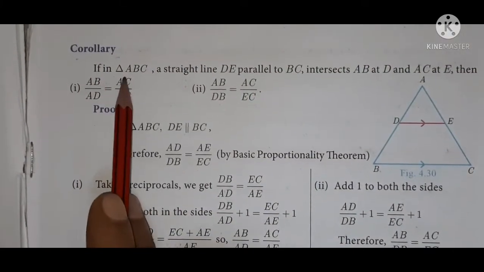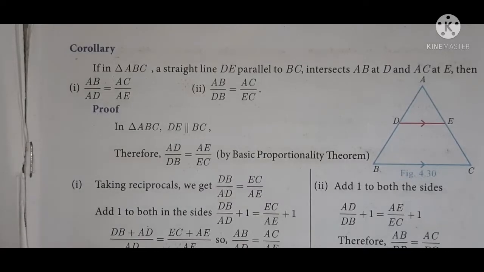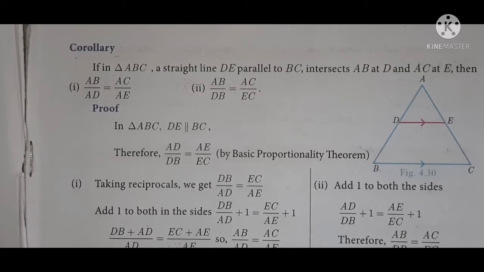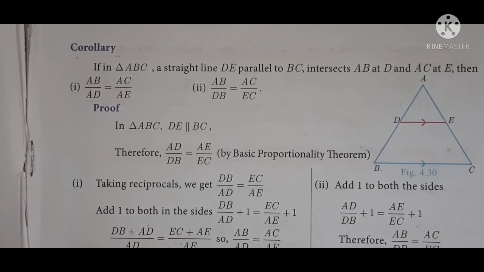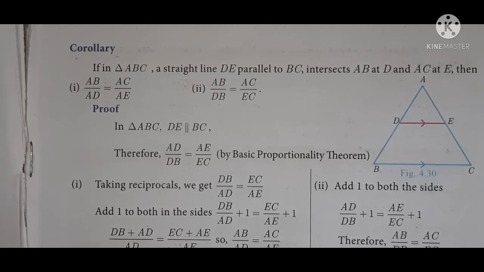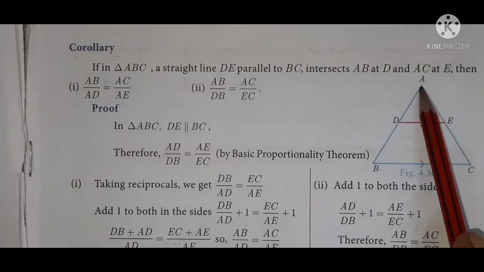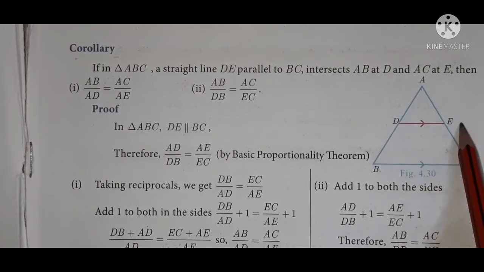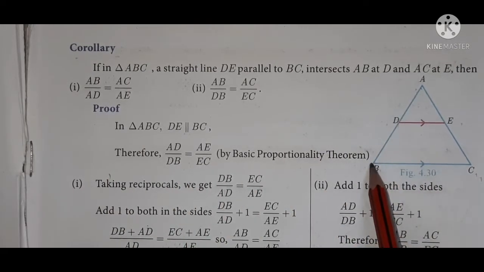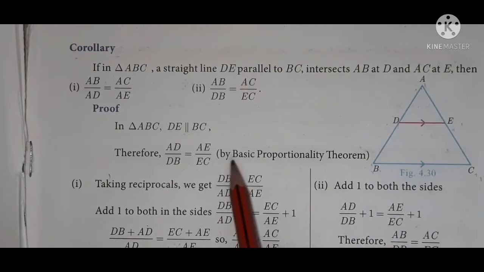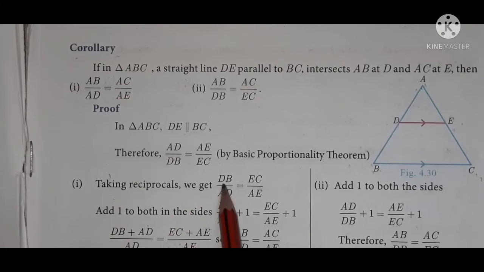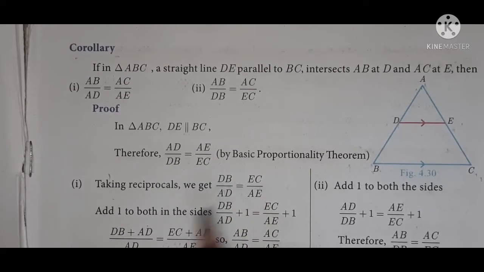Corollary. In triangle ABC, a straight line DE parallel to BC intersects AB at D and AC at E, then AB by AD is equal to AC by AE, and the second one, AB by DB is equal to AC by EC. Proof. In triangle ABC, DE is parallel to BC. Therefore, AD by DB is equal to AE by EC by the basic proportionality theorem. Taking the reciprocal, we get DB by AD is equal to EC by AE.